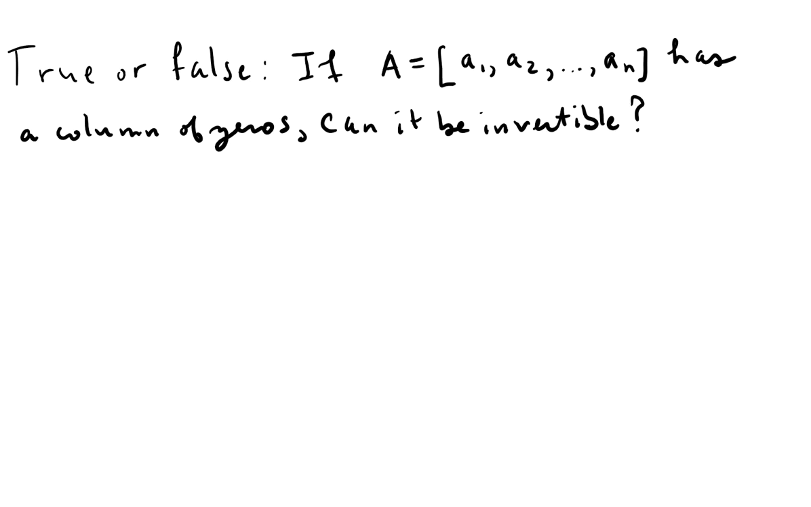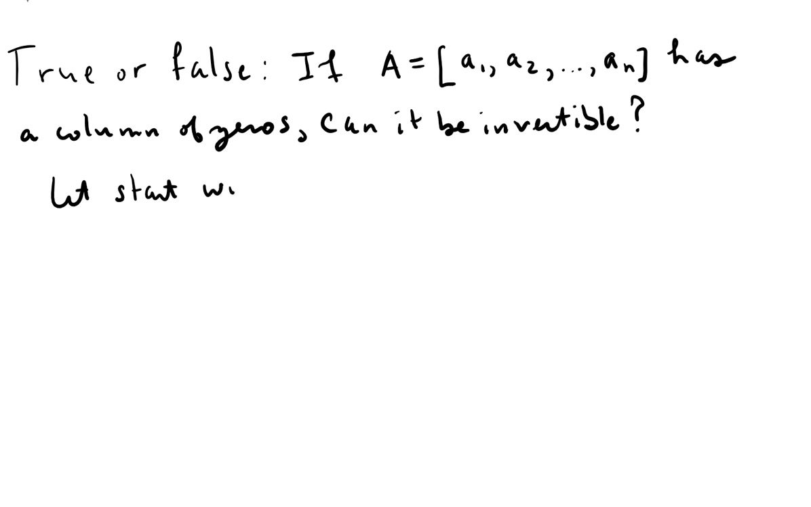So in this video, I want to answer this question, but using the concept of linear transformations. I'll assume that I have a matrix A with columns A1, A2, all the way to AN. Let's start with the case where n is 3, just to show you how the argument works in this case, and then we can generalize it to the case where there are n columns.